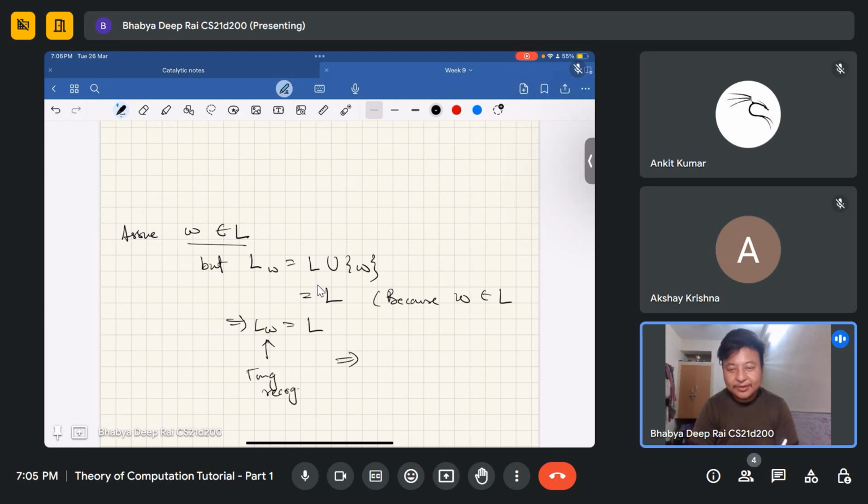And there is a Turing machine which recognizes it. But these two sets are the same. So this implies that L is Turing recognizable.